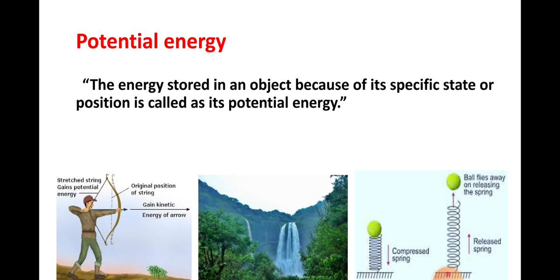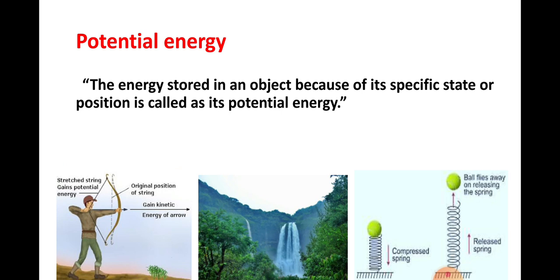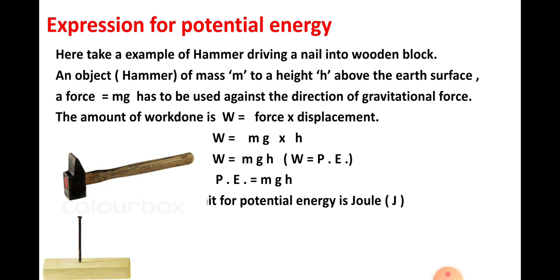Which word describes the state of the object in the above example? That is energy. And where did the energy required to cause the motion of the object come from? Yes, it is stored energy. So, the energy stored in an object because of its specific state or position is called its potential energy.